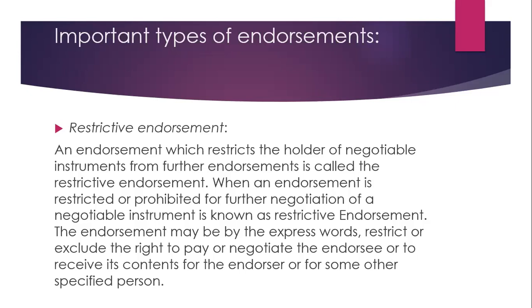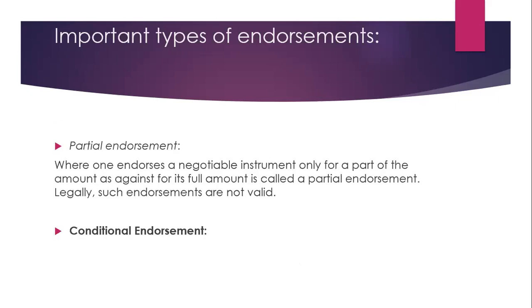You put in such words like only Mr. A can claim the amount on the date of maturity. Only the endorsee's name specifically stated can go to the bank and receive the payment. So all of these are forms of restrictive endorsements.